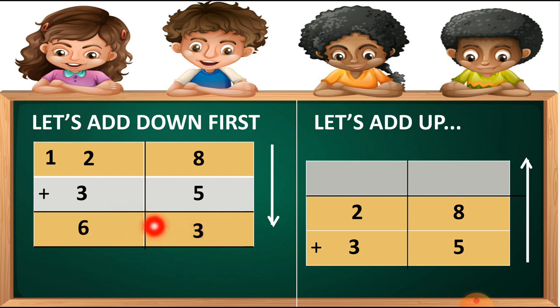Now let's check if our answer is wrong or right. So let's add up. Okay students, now let's take number 5 first in the ones column. 5 plus 8 is equal to 13. So we can put number 3 here and 1 as a carry forwarded number at the tens column.